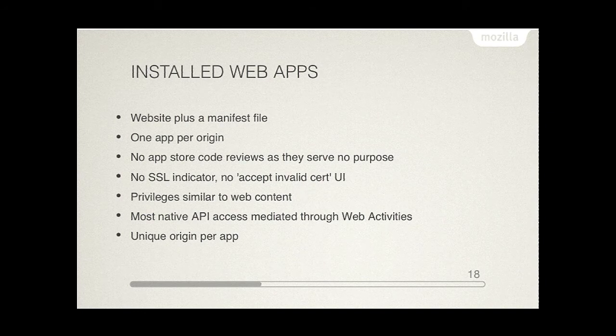So you have installed web apps. Installed web apps are literally just a website and a manifest file. If you've ever played with Chrome extensions, they're very similar to a Chrome hosted extension. There's one app per origin in the current model, though I'm expecting that in time that might change to allow multiple apps per origin. It's mainly been limited to one app per origin for security reasons for the moment.